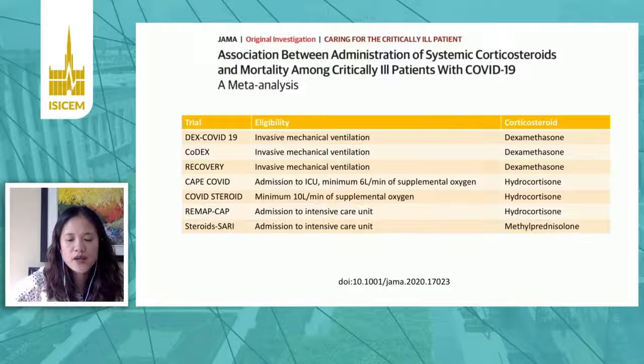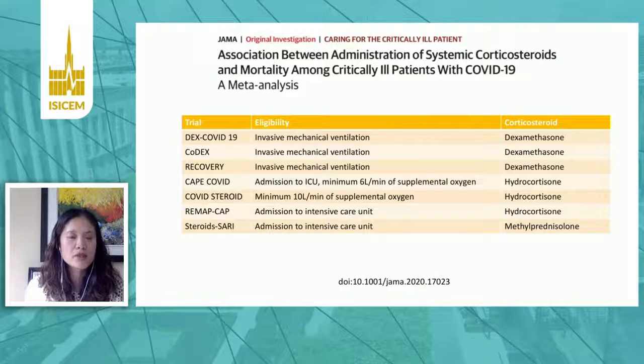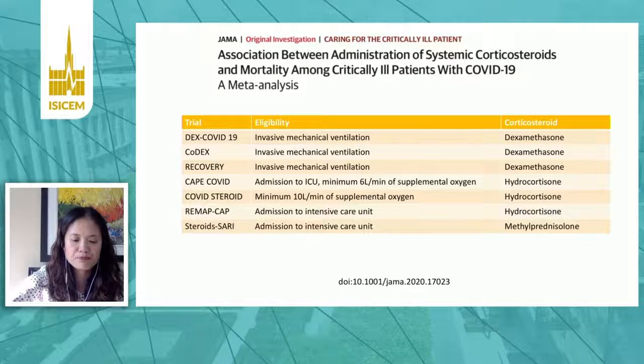7 trials were included in the final meta-analysis. The corticosteroid group included dexamethasone, low and high dose hydrocortisone, and high-dose methylprednisolone. The DEXA-COVID-19 trial and CODEX trial only enrolled patients receiving invasive mechanical ventilation. For the RECOVERY trial, only patients who received invasive mechanical ventilation at randomization were included. The REMAP-CAP and the Steroid-SARI trials only enrolled patients admitted to an ICU. The CAPE COVID trial enrolled patients admitted to an ICU who were receiving a minimum of 6 liters per minute of oxygen, whereas the COVID Steroid trial enrolled patients receiving a minimum of 10 liters per minute of supplemental oxygen.